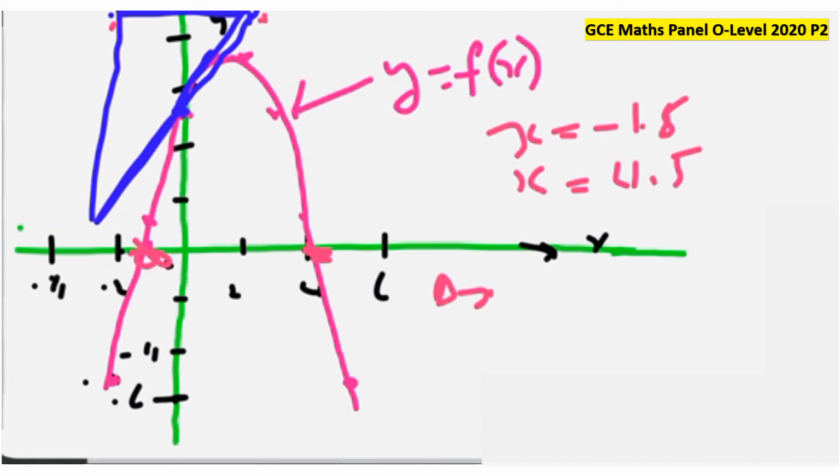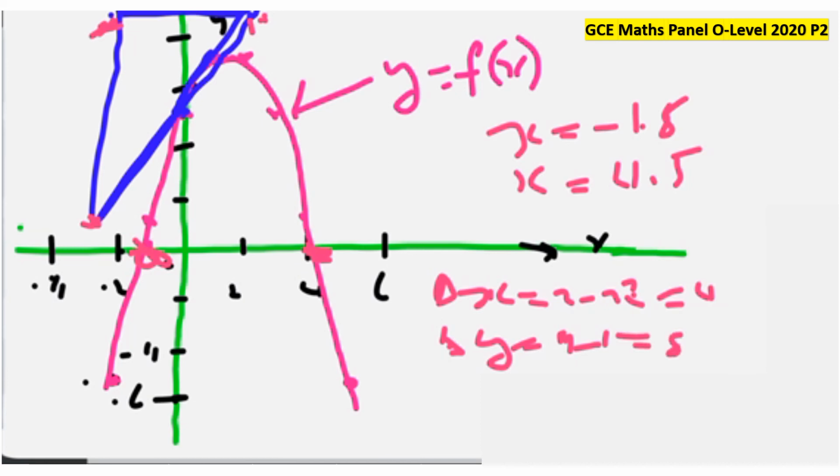A change in x will be equal to 2 minus minus 2. The value of x here is 2. Here is minus 2. 2 minus minus 2 gives us 4. And change in y will be equal to 9 minus 1. This value that is here is 9, and then minus 1, giving us a value of 8.